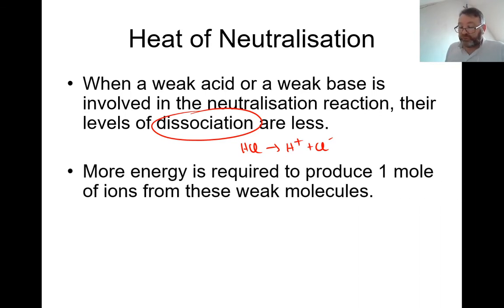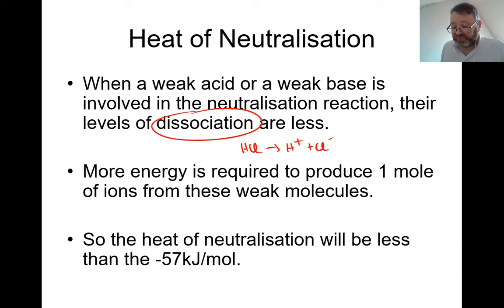Okay, so more energy is required to produce 1 mole of ions from these weak molecules. So therefore, the heat of neutralization will be less than the required minus 57 kilojoules per mole. In other words, if we do want to get 1 mole of H plus from a weak acid, then we've got to put energy into the system to break them, because they're not going to do it by themselves.